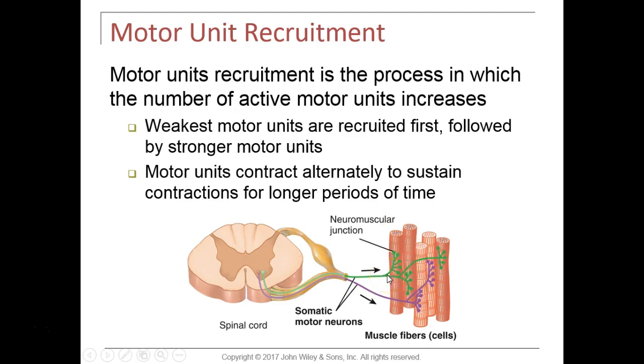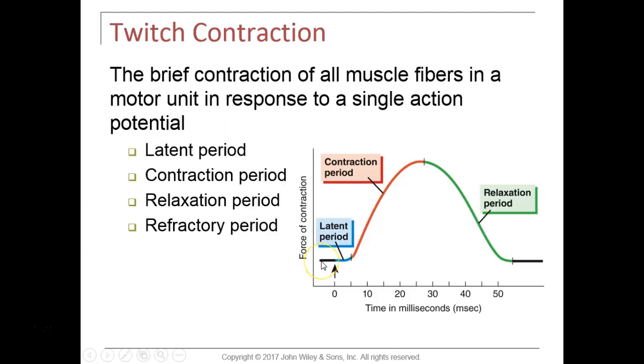So we have what is called motor unit recruitment. And that's where we actually start to fire more and more of the neurons that go to that muscle, so we start to get maximal cell contraction. That's why you can pick up something light and then go pick up something heavy. You can generate more force until you get to your maximal level of force because you're utilizing all of your motor units. Now let's talk about a muscle twitch.